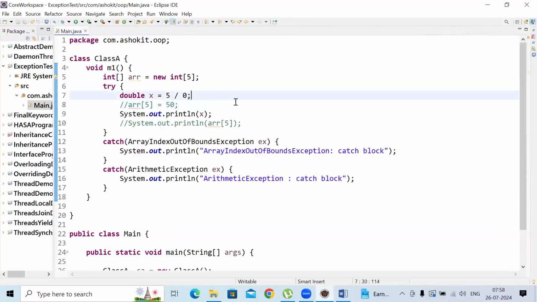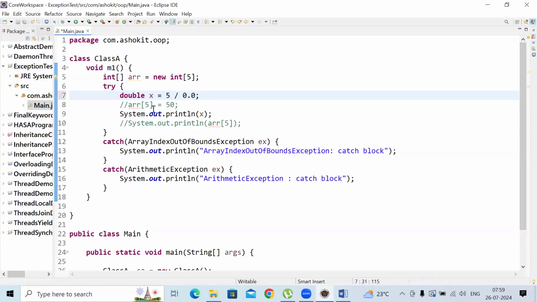Did you understand when we will get an arithmetic exception? When the numerator and denominator are both integer values and you divide by 0, you get an arithmetic exception. If the numerator or denominator is a double, a decimal point value, then the result is infinity.